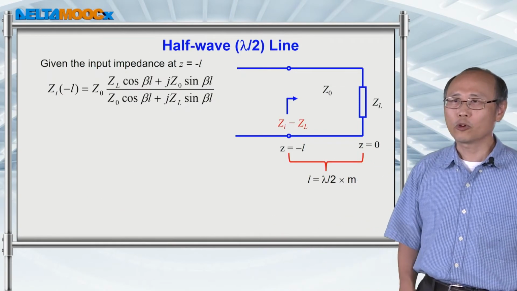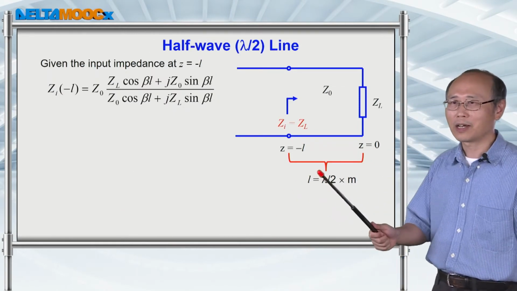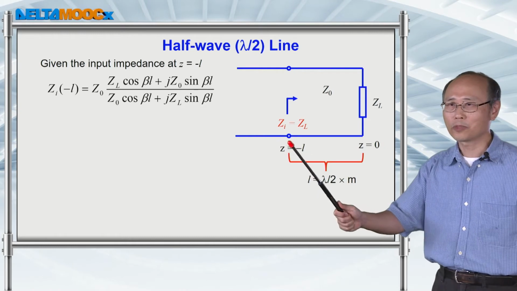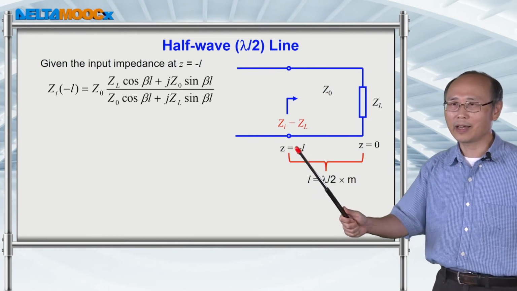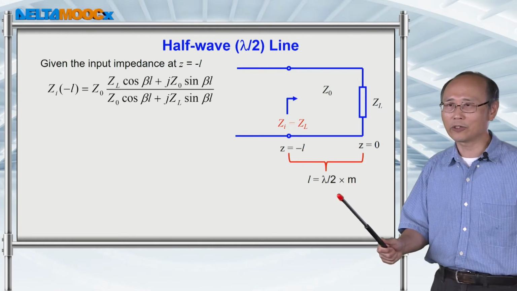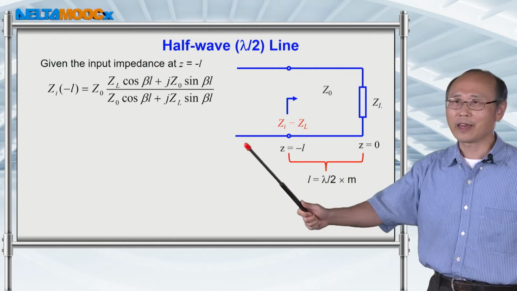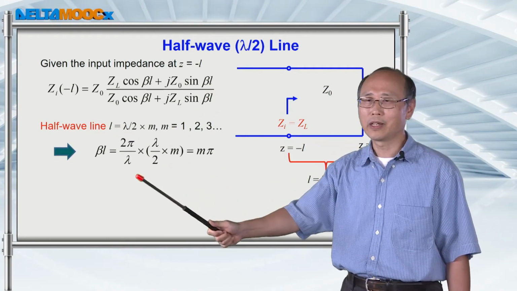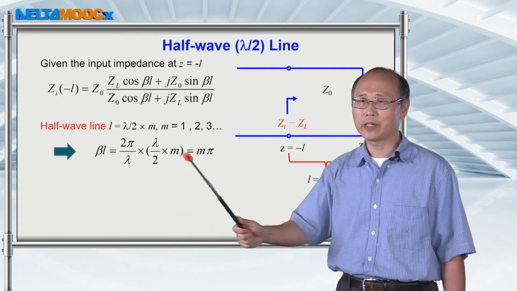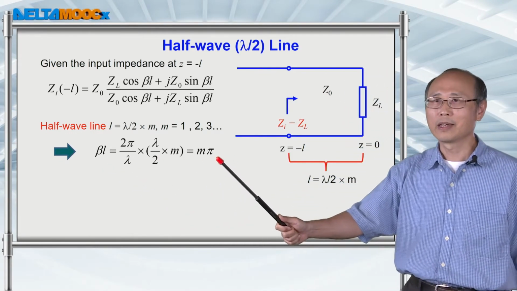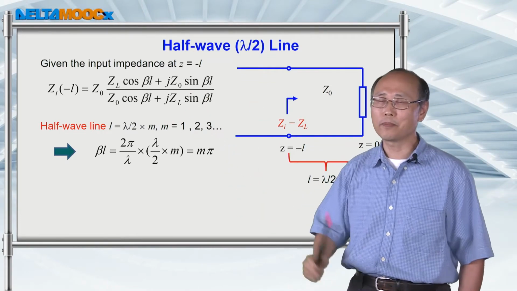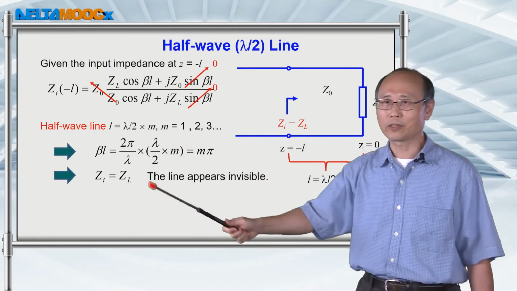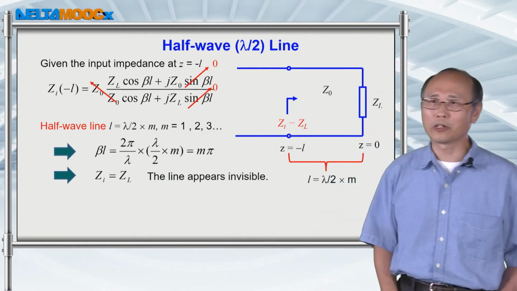So for a half wavelength line like this, you have a load at the end of the transmission line, and then suppose we look into the line at a location which is an integer multiple of half wavelength. Then you set this length into this calculation, and you come up with beta L equal to an integer multiple of pi. So all the sine terms will just go away because sine n pi is equal to 0. So your input impedance right here turns out to be just equal to the load impedance.